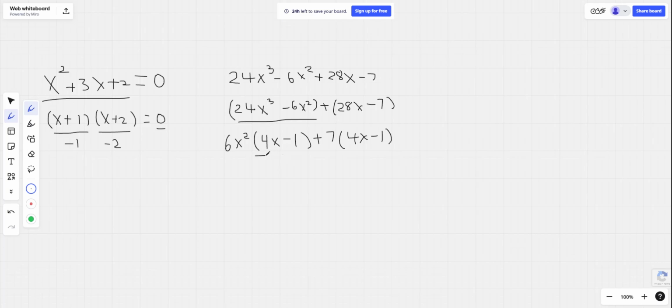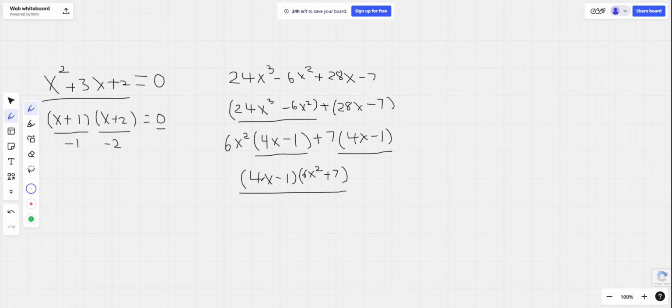So good news, we actually got the exact same factor from both groupings. That's called a common factor here. So both terms share a 4x minus 1. Now, what are the terms exactly? Well, we know there's 6x squared copies of 4x minus 1. There's also an extra 7 copies of 4x minus 1. So there is our factorization.